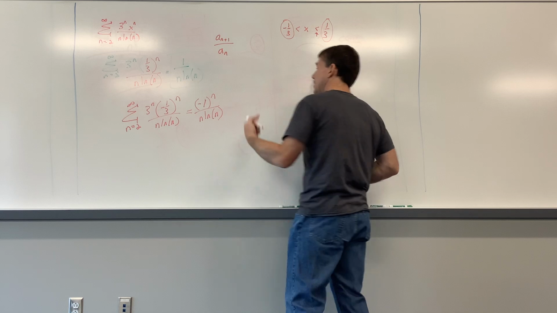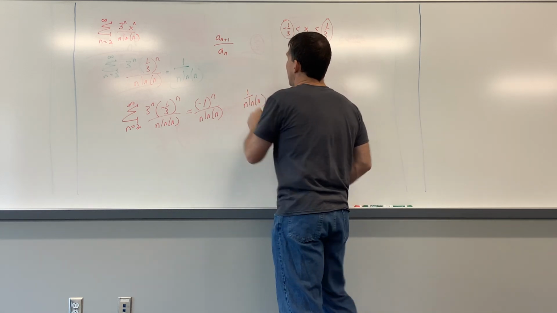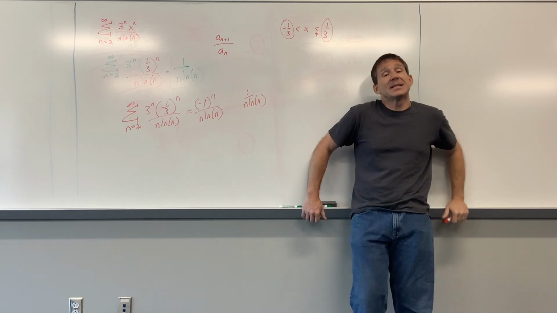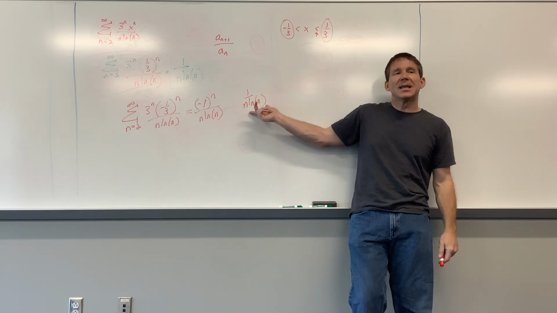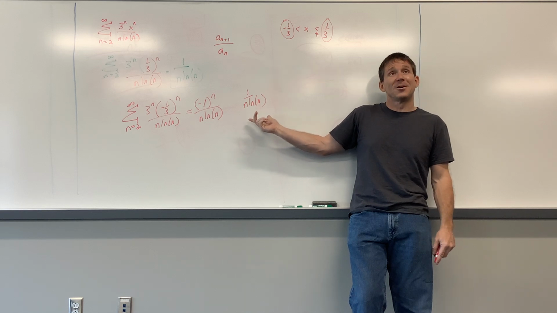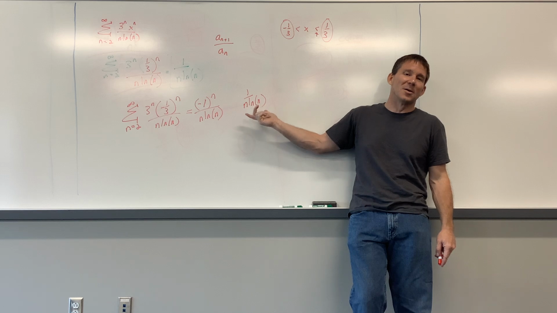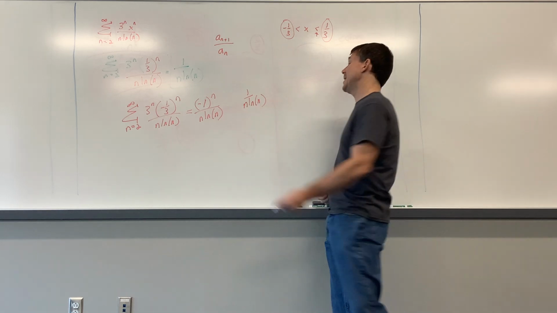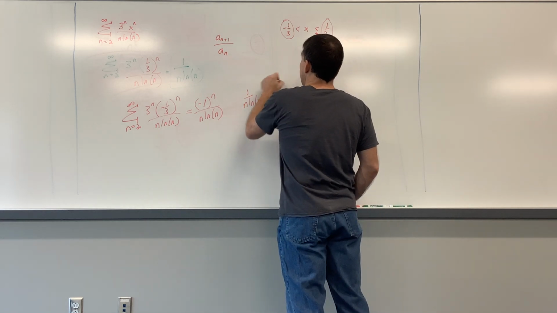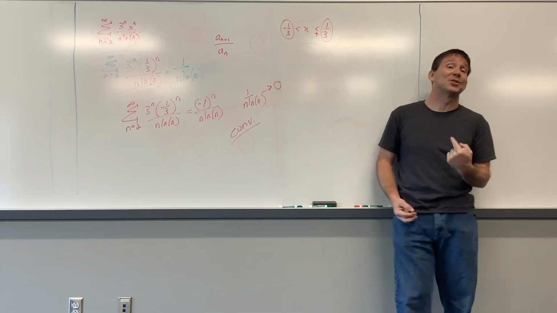For the alternating series, there are two checks. If I look at 1 over n ln of n, does that decrease? Yes, clearly. As n gets bigger, this whole thing will get smaller. Is the limit of the terms 0? Yes, as those get bigger, it approaches 0. The two checks are met, which means by the alternating series test, it converges.